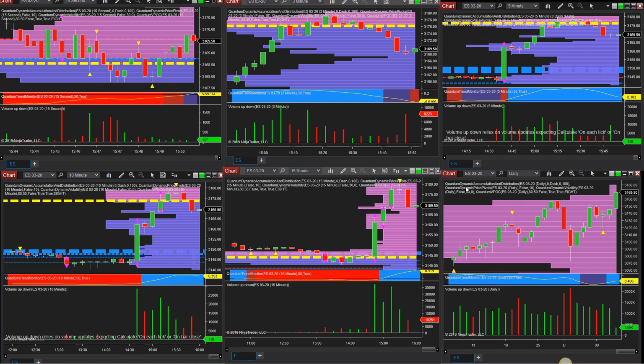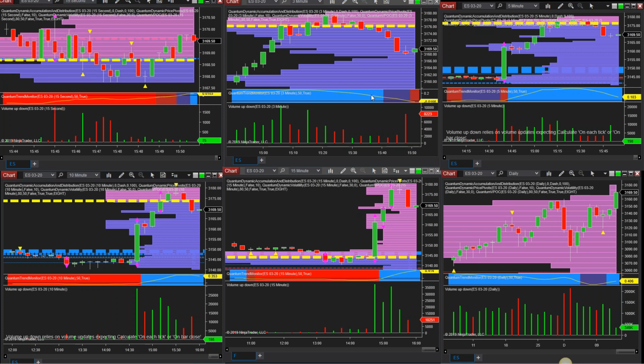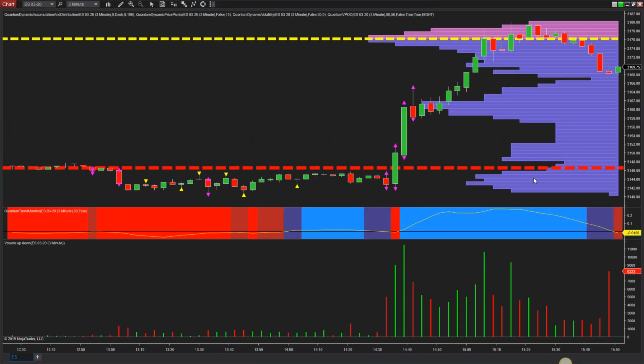Let's just see where we are. Okay, we're trading around the volume point of control on 15 seconds, so that's fine. Trend monitor here you can see is in transition. We've gone bullish, as you would expect, up into the rally.